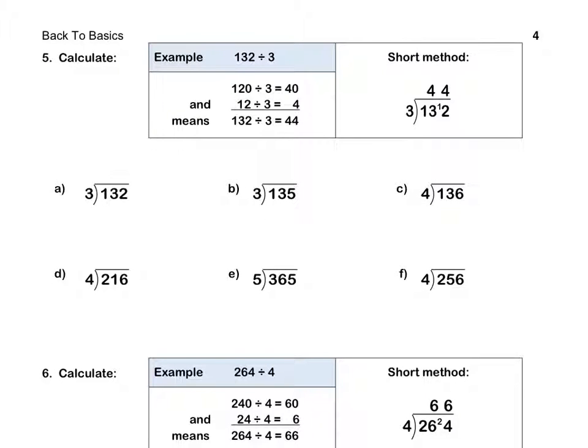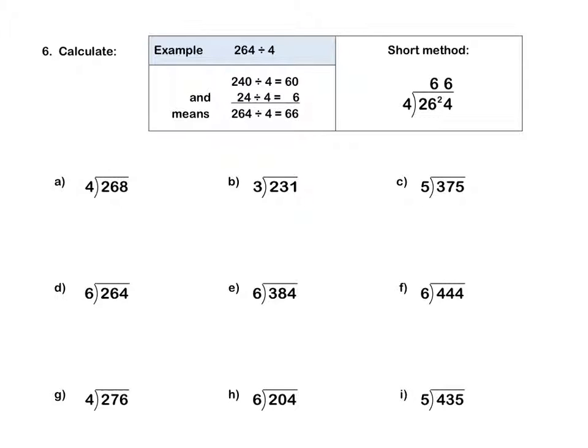Question 5. 3 can't fit into 1, so we put down a dot. Then 3 fits into 13 4 times, remainder 1, and then 3 fits into 12 4 times. Let's do C together. 4 can't fit into 1, 4 fits into 13 3 times, remainder 1, and 4 fits into 16 4 times. Press pause to complete question 5.